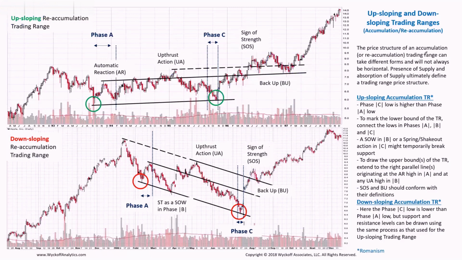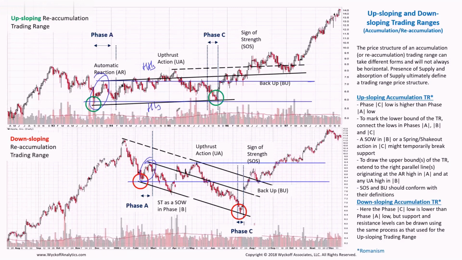So the procedure is the same, right? We're still going to be looking at change of character, defining the trading ranges, and then once we start seeing higher highs, higher lows for the upsloping range, or lower highs, lower lows for the downsloping range, that's when we'll start projecting different scenarios here for the structure.